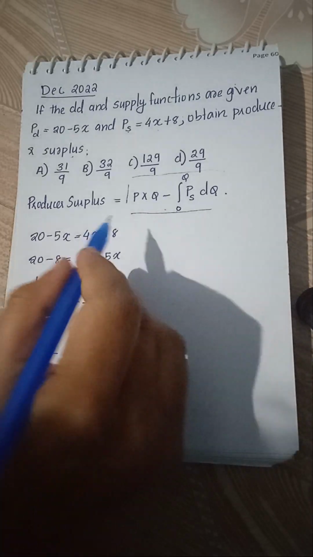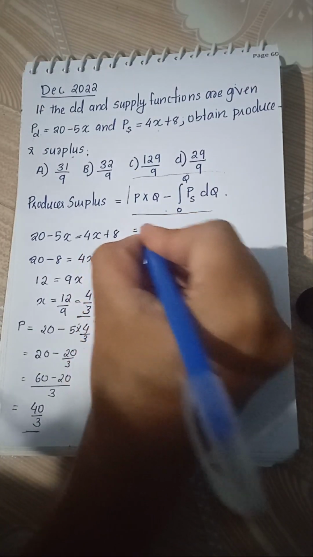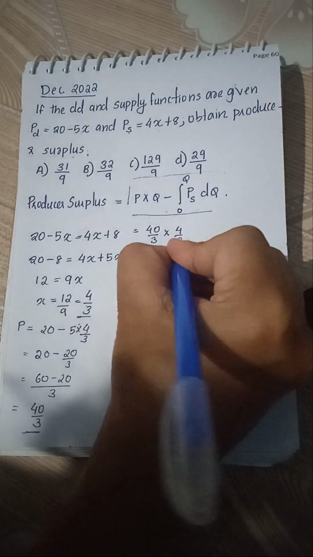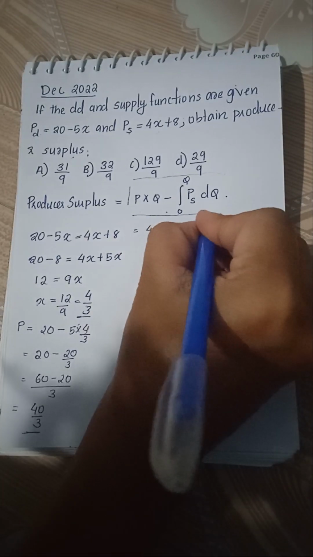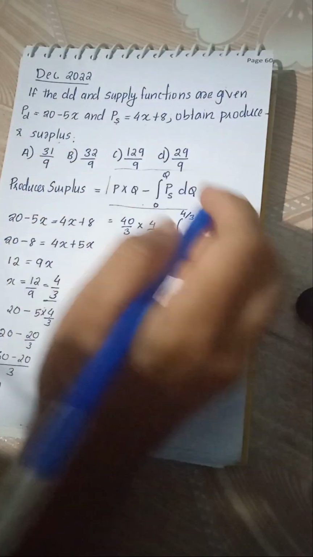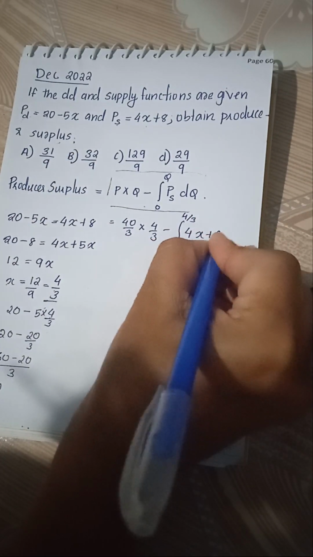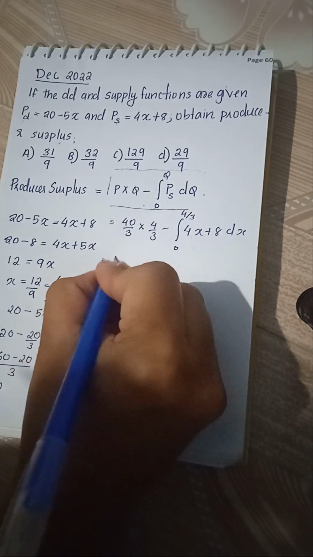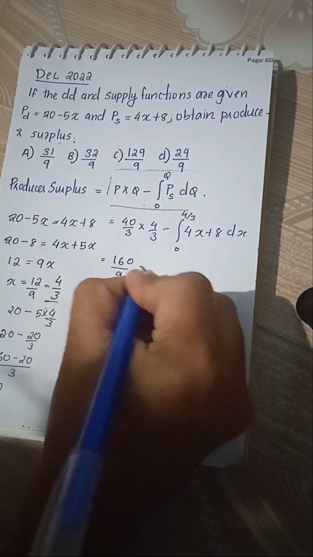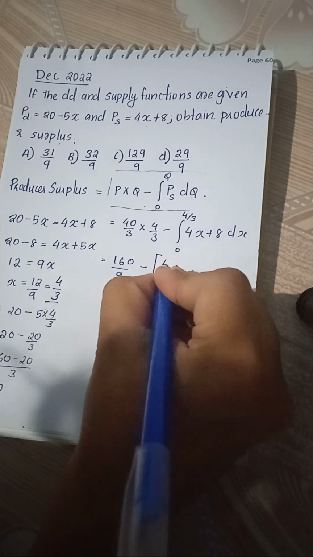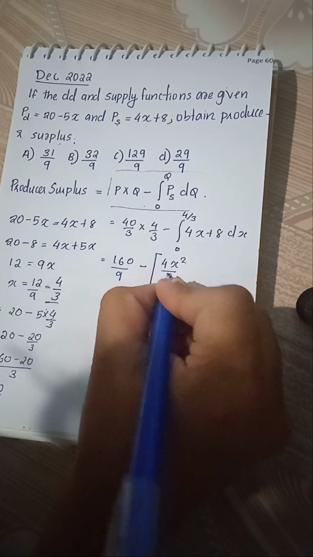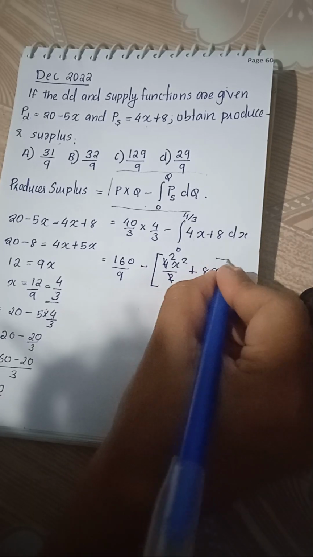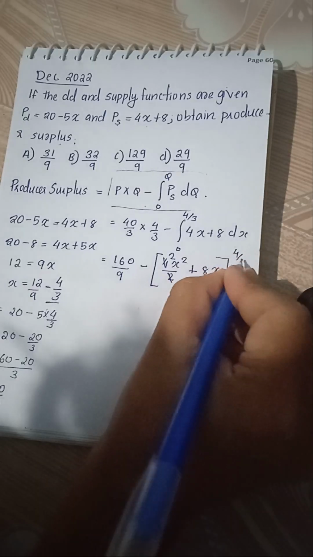So now we have the value of x and the value of p. We need to substitute them in this equation. So we get 40 divided by 3 into 4 by 3 minus integral 0 to 4 by 3 of the supply function 4x plus 8 dx. Okay, now let's solve this. We can write it as 160 divided by 9 minus, taking the integral, 4x square by 2, that can be written as 2x square plus 8x, limit 0 to 4 by 3.